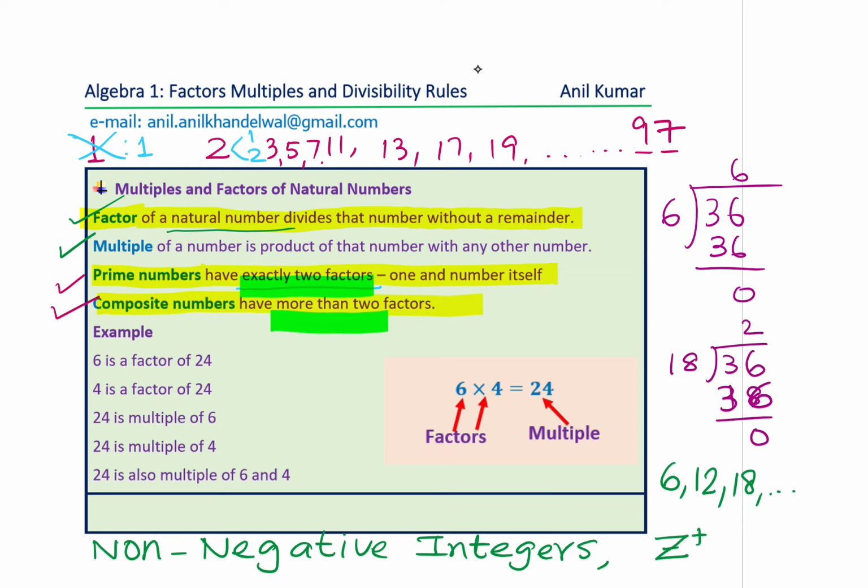Here we have another example. We are multiplying the two numbers 6 and 4. And what do we get? We get their product, which is 24. We also call this a multiple, and 6 and 4 are the factors of 24. Correct? So we can say that 6 is a factor of 24, 4 is a factor of 24, 24 is a multiple of 6, 24 is a multiple of 4 also. Correct? Right. 24 is also a multiple of 6 and 4, both of them.